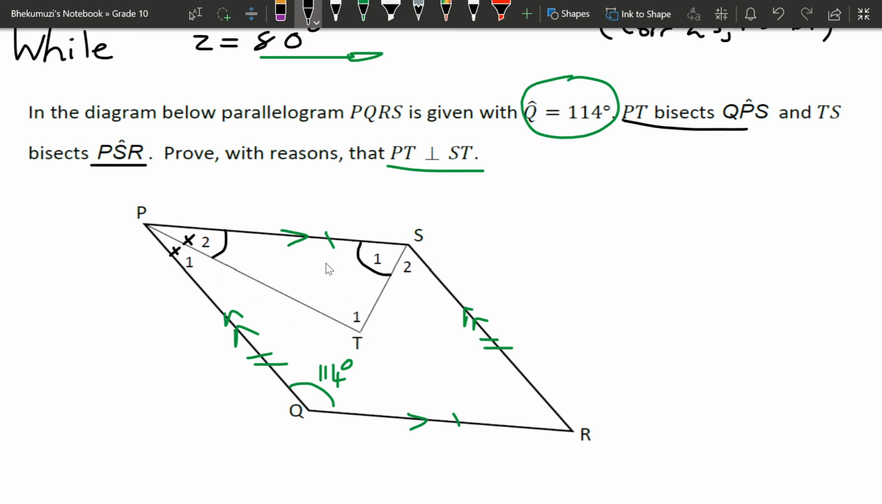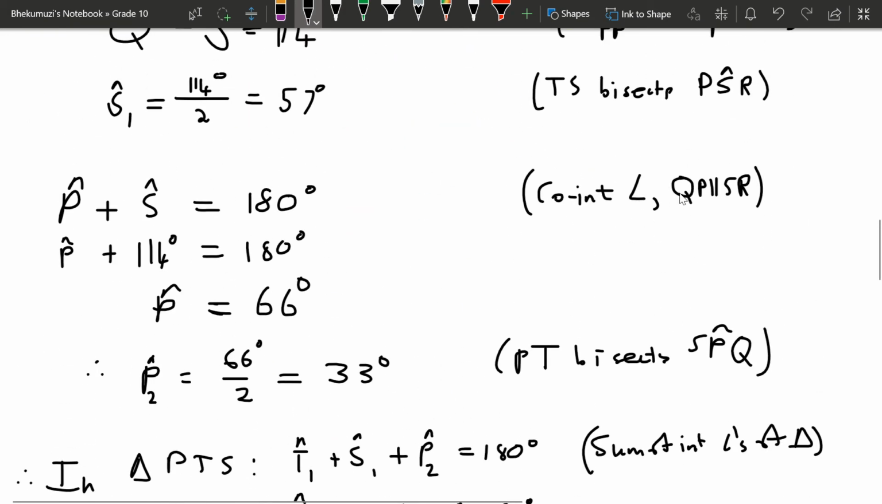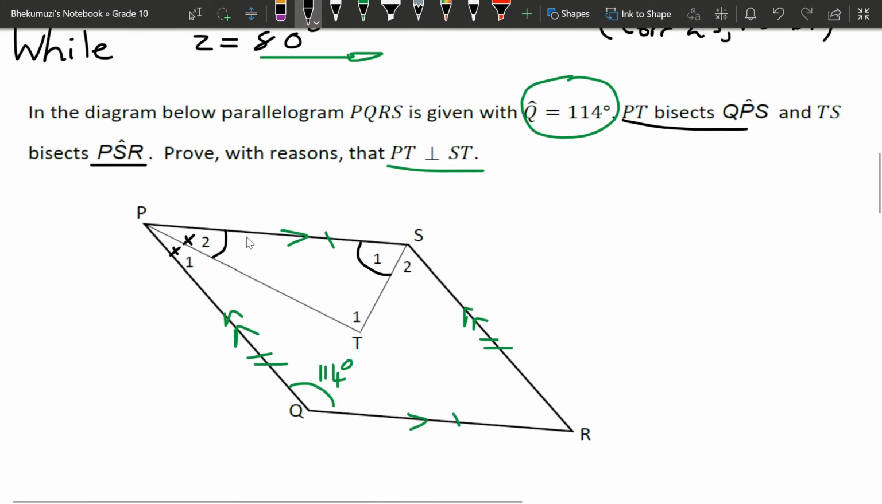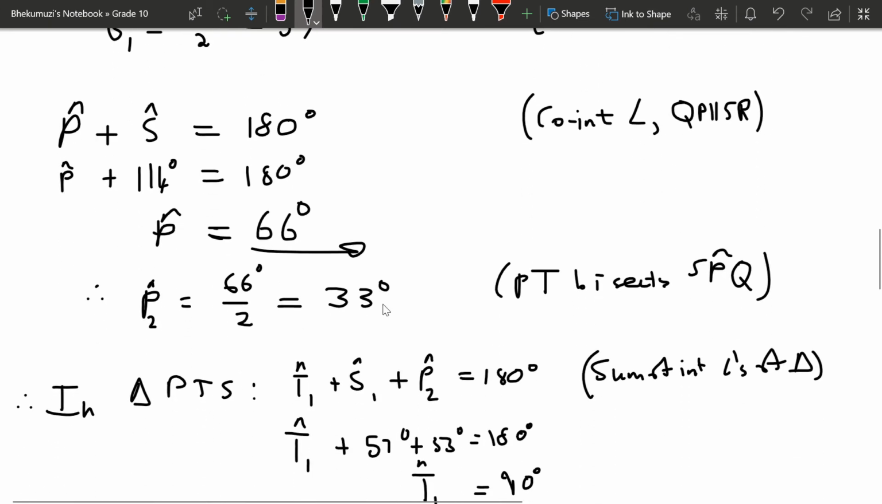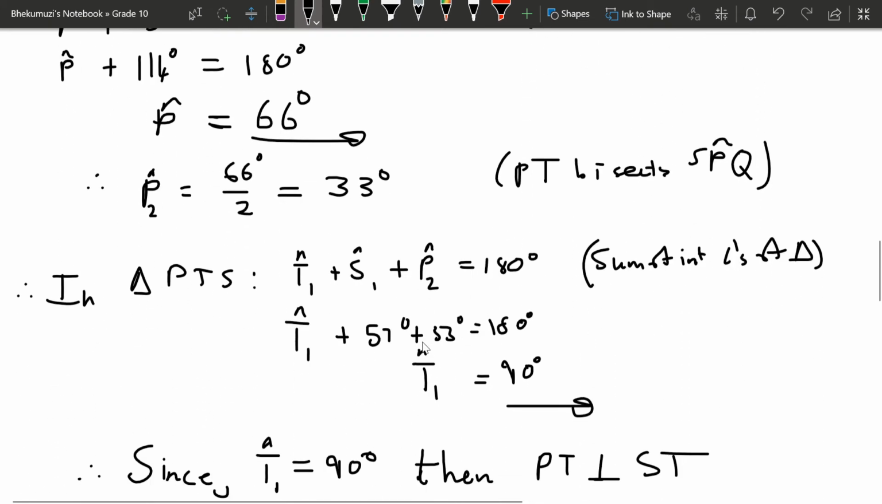So then what we do is, okay, we use 114 and we add it with P, right? And when we add it with P, we basically say these are co-interior angles, because we have two sides which are parallel, which is QP, which is parallel to SR. And this is from what property? The property that it is a parallelogram. And then from there, we just solve for P. For P, it's 66 degrees, right? So the entire thing is 66 degrees. However, because it bisects the angle, it divides it, and therefore we get P2, which is 33 degrees. And now we've actually arrived at where we want to be.